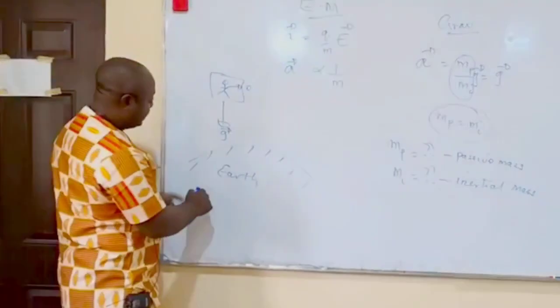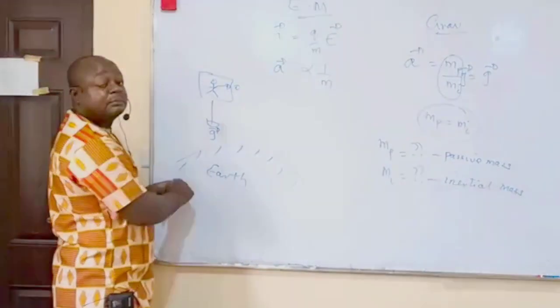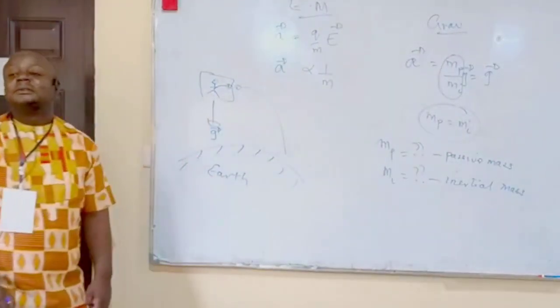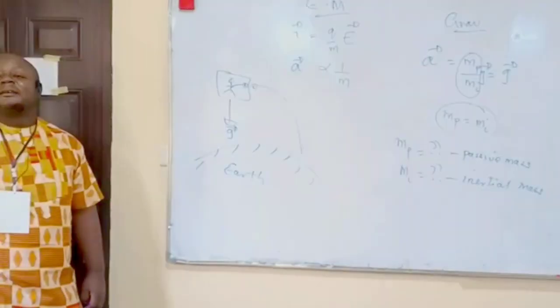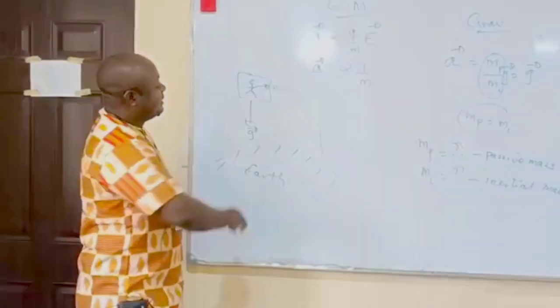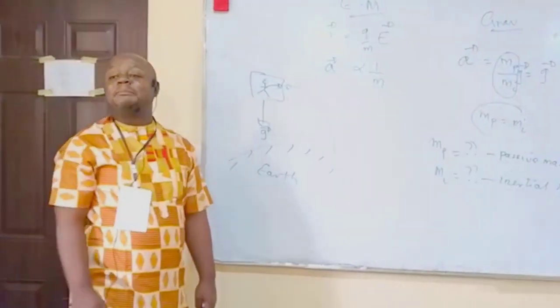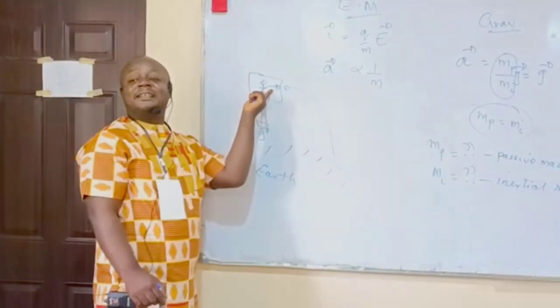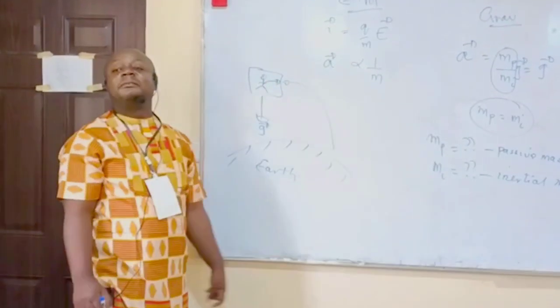But if somebody is outside here, he will see the stone defining something like what? A parabola. It will move in a parabolic path. But for somebody inside here, the stone does not describe this type of motion.